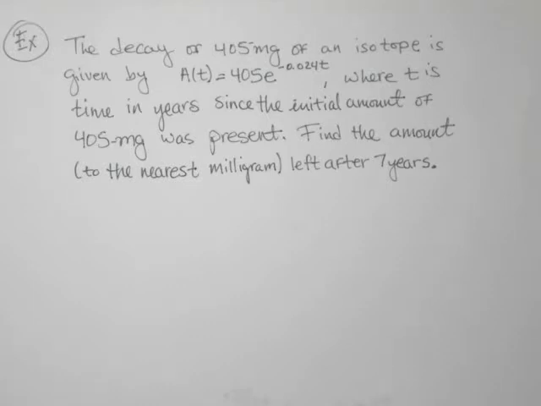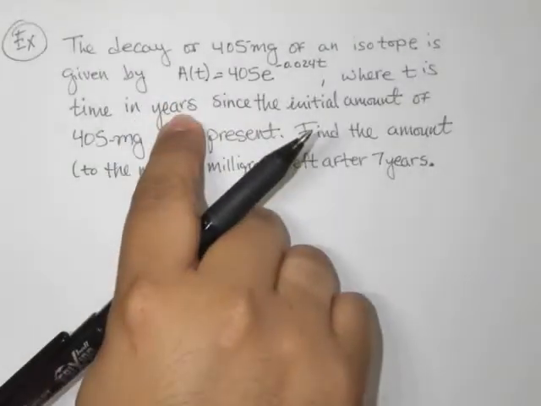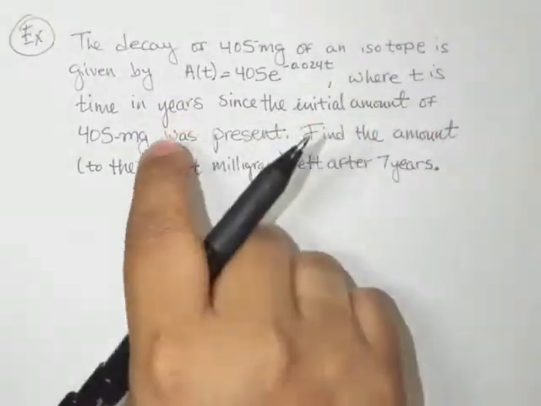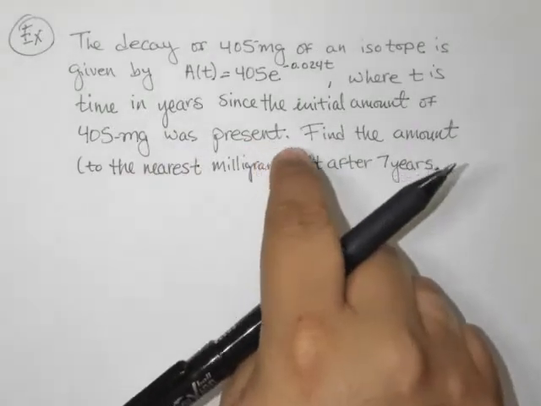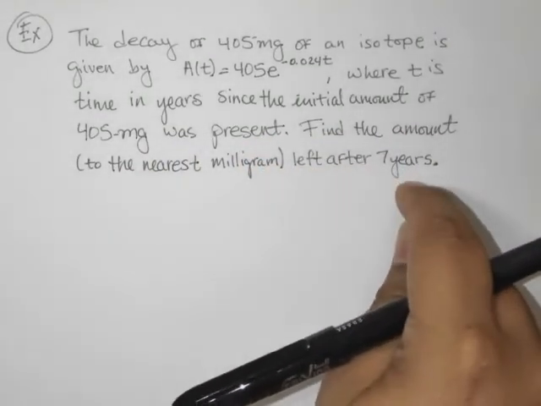So it says the decay of 405 milligrams of an isotope is given by the following function, a of t, where t is time in years since the initial amount of 405 milligrams was present. It says find the amount to the nearest milligram left after 7 years.